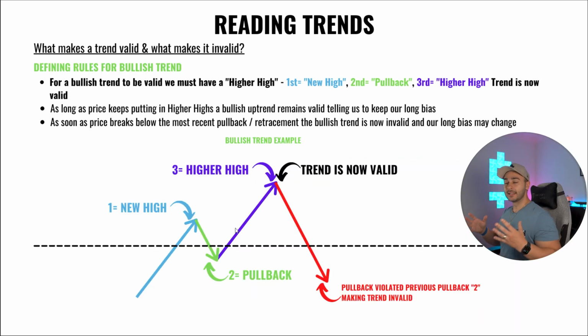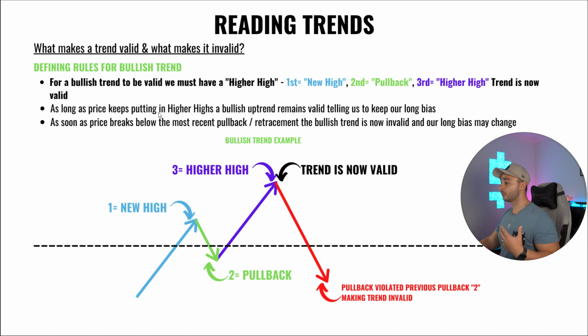Once again, this is for a bullish trend, so more or less the inverse of what we were just looking at, but let's go through it anyway. So, defining rules for a bullish trend, an uptrend where price is moving up. For a bullish trend to be valid, we must have higher highs. First is the new high, second is the pullback, and the third is the higher high. Now that means the trend is valid.